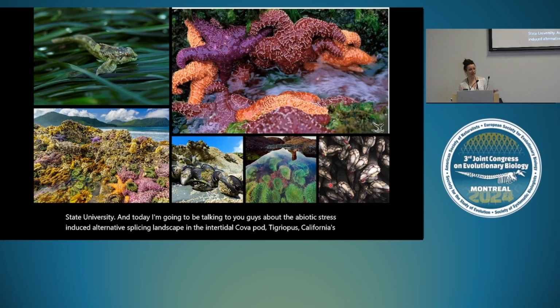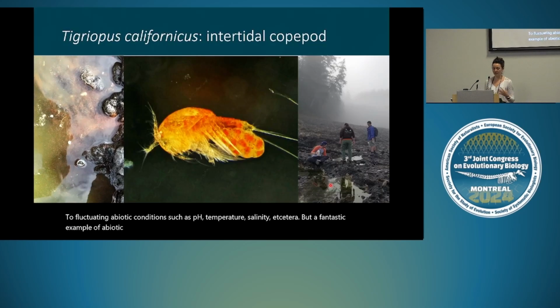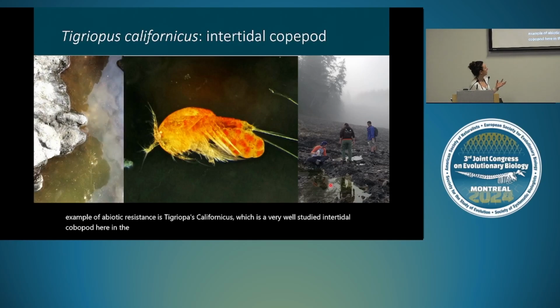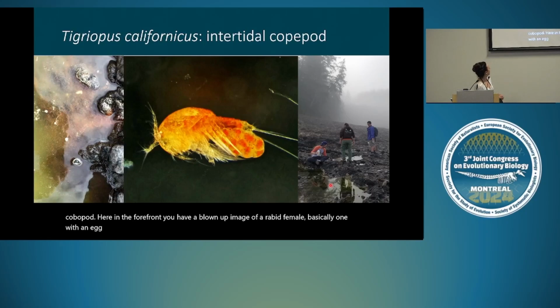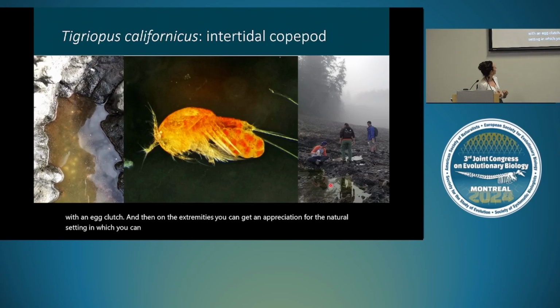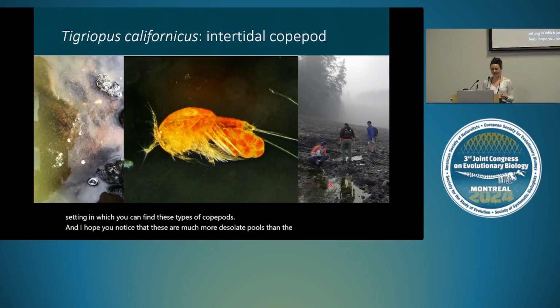So many intertidal organisms have evolved robust physiological responses to fluctuating abiotic conditions such as pH, temperature, salinity, etc. But a fantastic example of abiotic resistance is Tigriopus californicus, which is a very well-studied intertidal copepod. Here in the forefront you have a blown-up image of a gravid female, basically one with an egg clutch. And then on the extremities, you can get an appreciation for the natural setting in which you can find these types of copepods. And I hope you notice that these are much more desolate pools than the previous ones on the slides, and for very good reason.